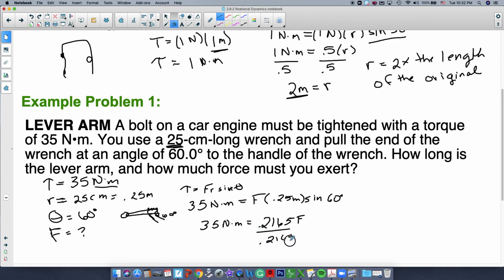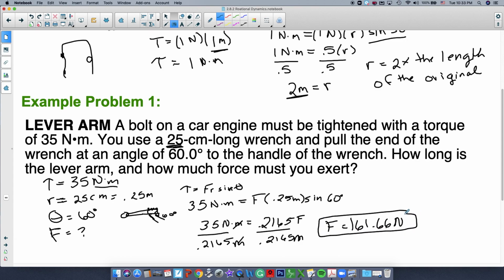A little algebra here says we just divide by 0.2165. And we have meters, so it'll cancel there and there. And then we do that in our calculator. So 35 divided by the stored answer, so we get that. And I have a force of 161.66. And what are my labels here for the force? That is newtons.